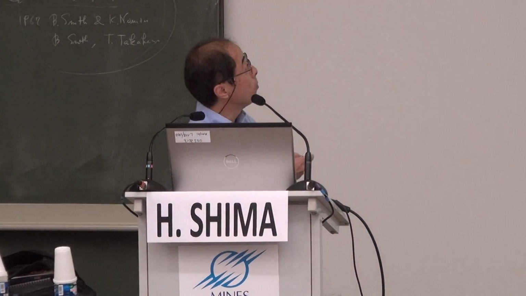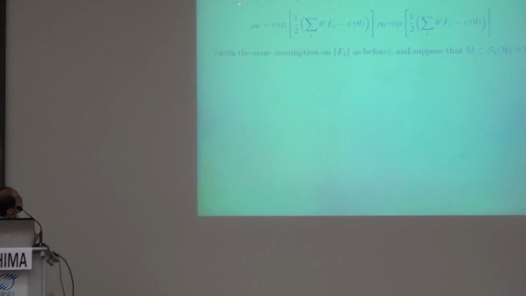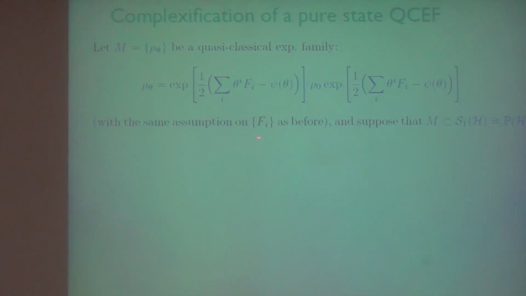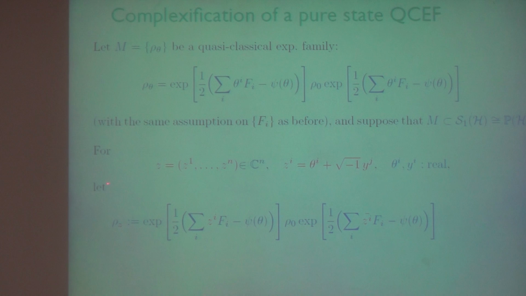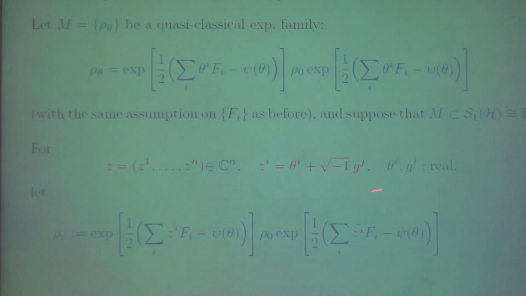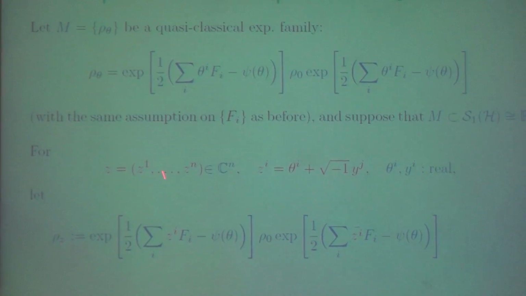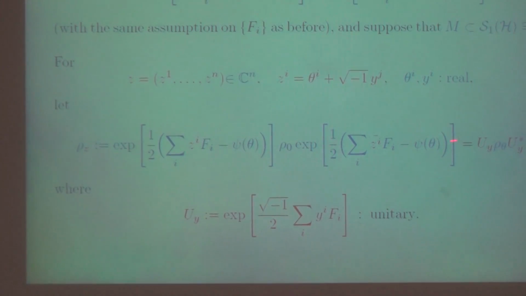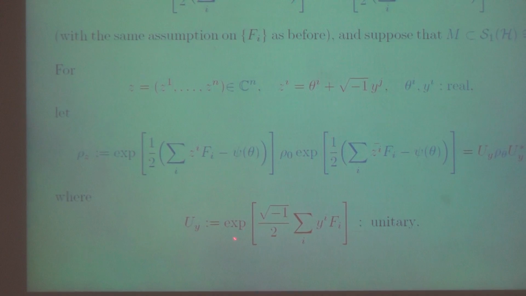This slide shows a complexification of a pure state QCEF. Let M_rho_theta be a quantum classical exponential family of this form, with the same assumption on F_i as before, that is, the F_i are commuting operators. Suppose that M is included in the pure complex projective space. Now introduce a complex coordinate system, adding a new coordinate y_i, and let rho_z be defined like this, replacing theta with z. This is written in this form, where U_y is a unitary operator defined like this. So rho_z is the unitary rotation of the original rho_theta.